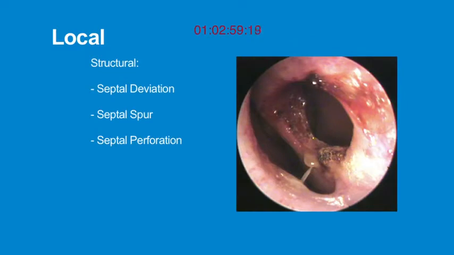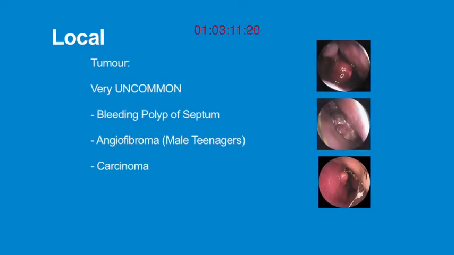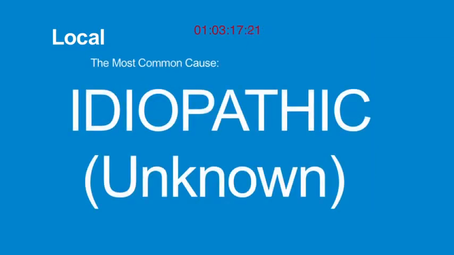This image shows a septal perforation which may bleed from the edges. In the initial stages of treatment, intranasal steroids can cause bleeding. Tumours in the nose are very uncommon, but the initial presentation could be with an epistaxis. For the majority of epistaxis, the cause of bleeding is unknown or idiopathic.